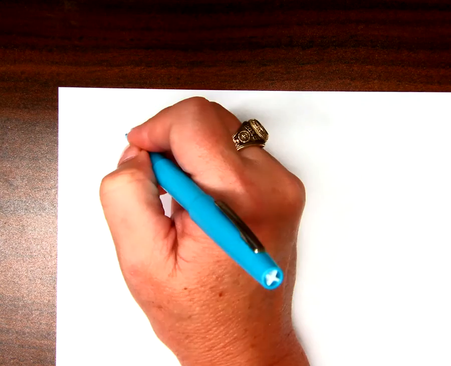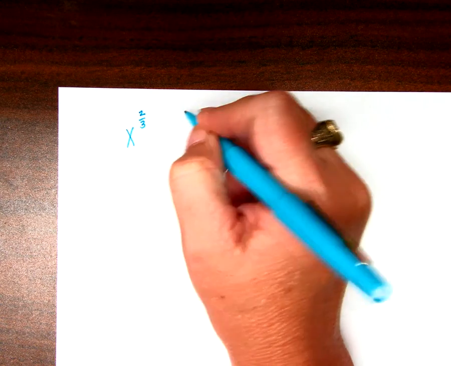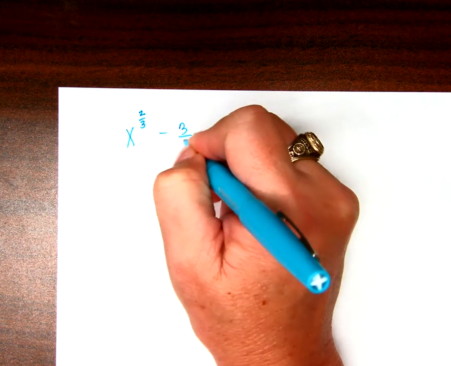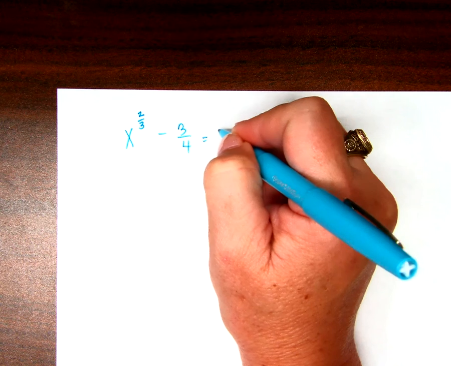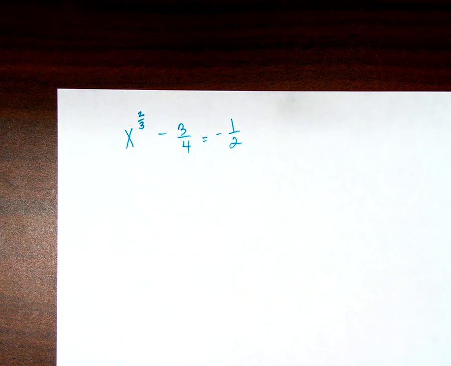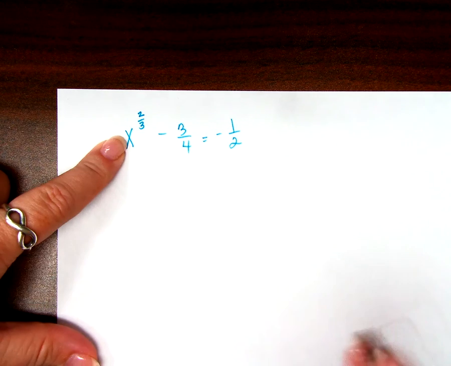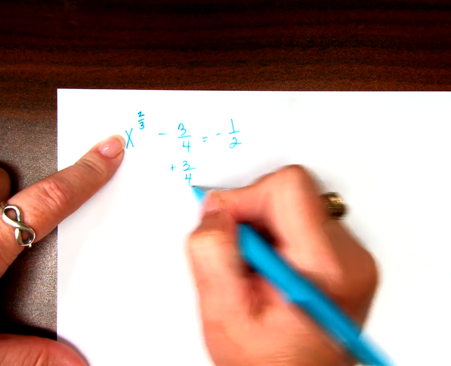What if I had x to the 2/3 power minus 3/4 equals negative 1/2? Now, some of you just freaked out because not only do I have fractions in the exponent, now I have fractions in the problem. Just calm down. You're fine. Okay? What do I do first? Add 3/4. Here's where the x is, so I want to isolate the x. So let's add 3/4 to both sides.